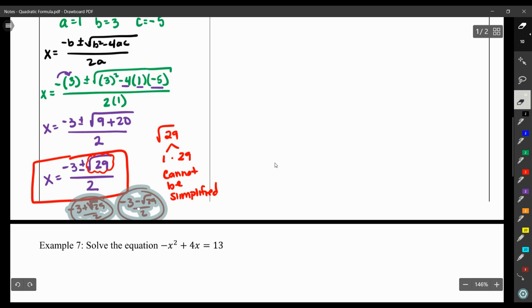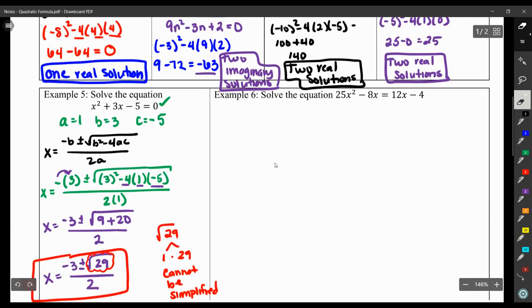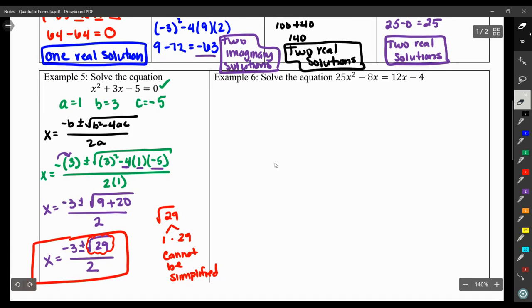Now let's try example number 6. So solve this quadratic equation. Well, the first thing we need to do is make it equal to 0, because that's what the quadratic formula requires. So I'm going to move 12x by subtracting it, and I'm also going to move the 4 by adding it. So I'm going to do two things at once. So we now have 25x squared. The new value of b is a negative 20x, and then c is that plus 4 that had no like term to combine with.